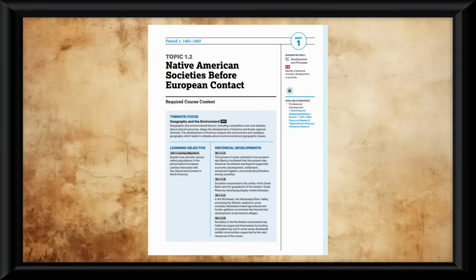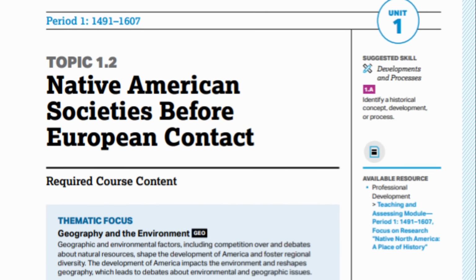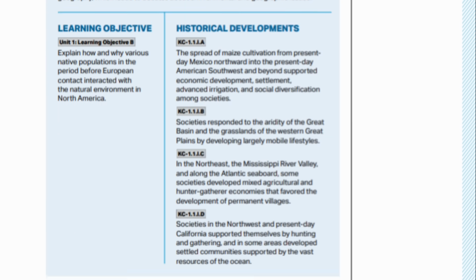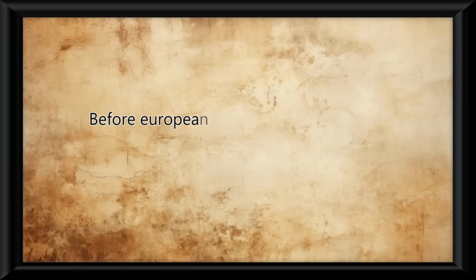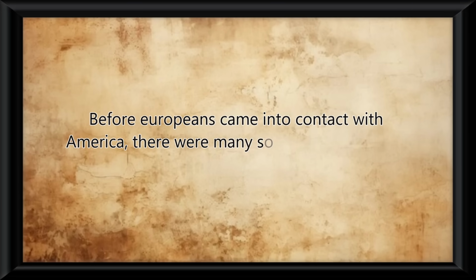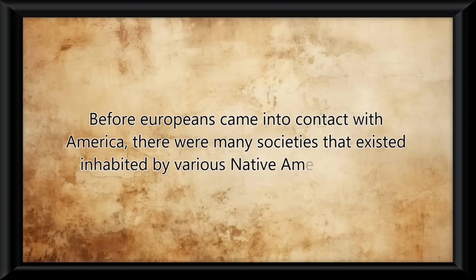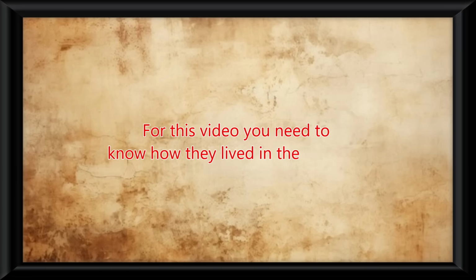Topic 1.2 is all about societies in the Americas before the contact of Europeans on the continent. The starting thing to know is that before Europeans came into contact with America, there were many societies that existed, inhabited by various Native American tribes. For this video, you need to know how they lived in the Americas.